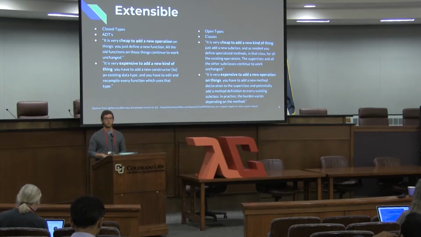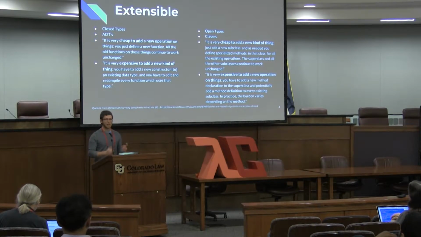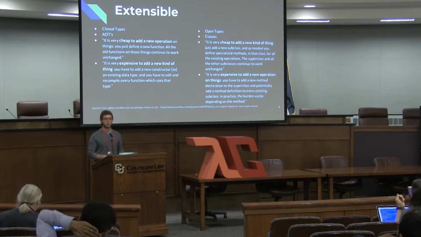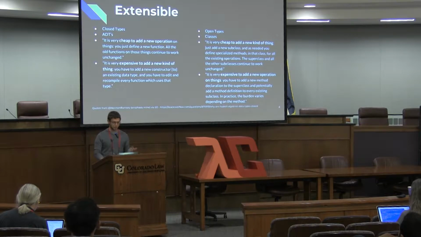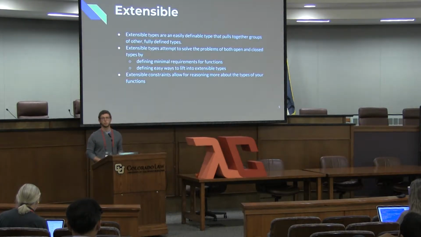Open types are the other side of that spectrum. There are things like type classes in Haskell, where you can add a new instance of a type class anywhere, no matter where the definition is. But it gets really expensive if you want to add a new function for that type class. Again, you may not even have access to wherever the definition of the type class is. So extensible tries to combine those two things by pulling together groups of other fully defined types.